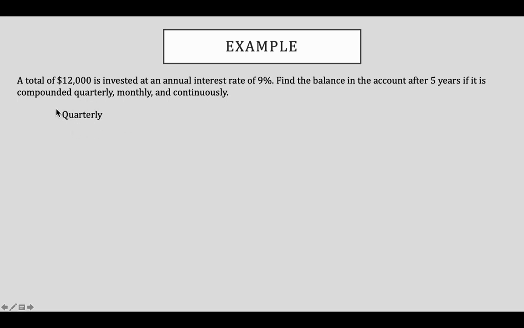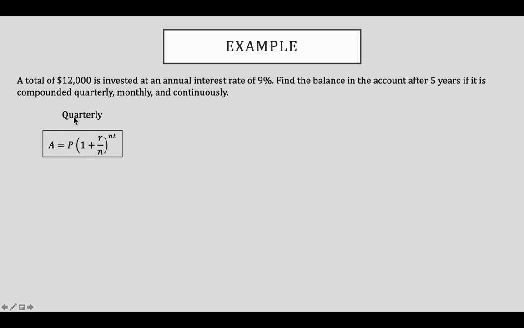All right, quarterly means that we have 4 compoundings per year. So we want to use the formula A equals P times 1 plus R over N to the NT. All right, here's a piece of advice. Anytime you are doing a problem that involves a particular formula, start by writing that formula down. Then we can begin to plug in.